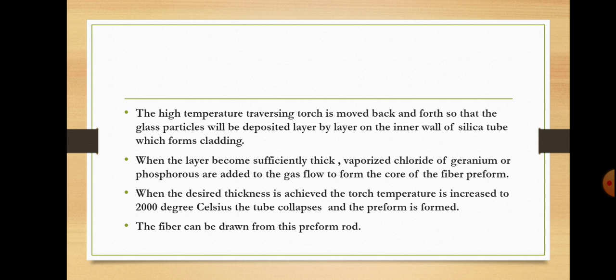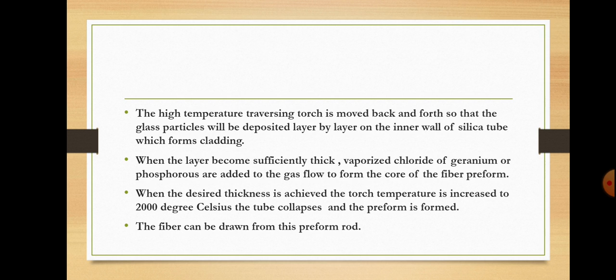You know that the cladding should have a refractive index lesser than that of the core. So once the cladding is formed, we have to increase the refractive index of the core section, so we provide vaporized chlorides of germanium or phosphorus, and once it is added to the gas flow, it forms the core of the fiber preform.